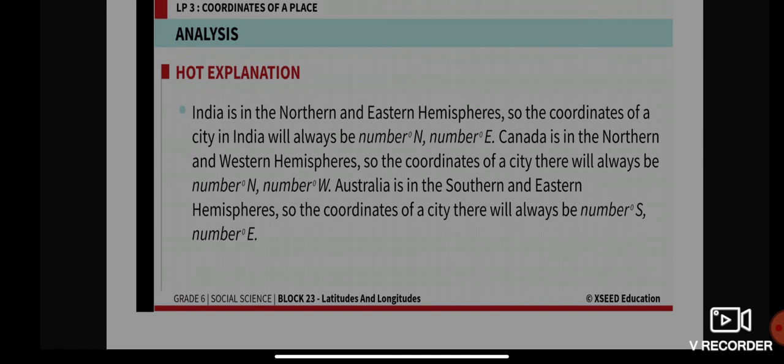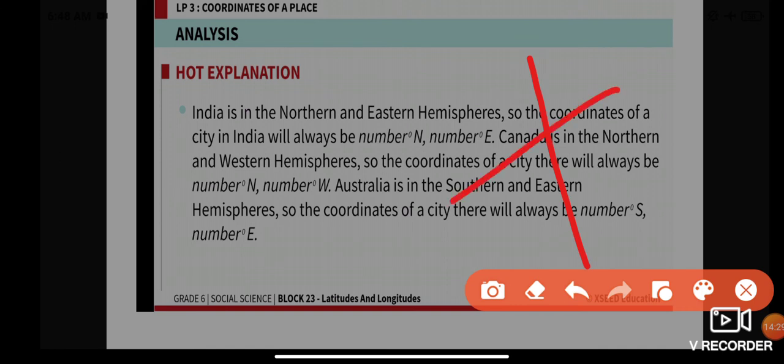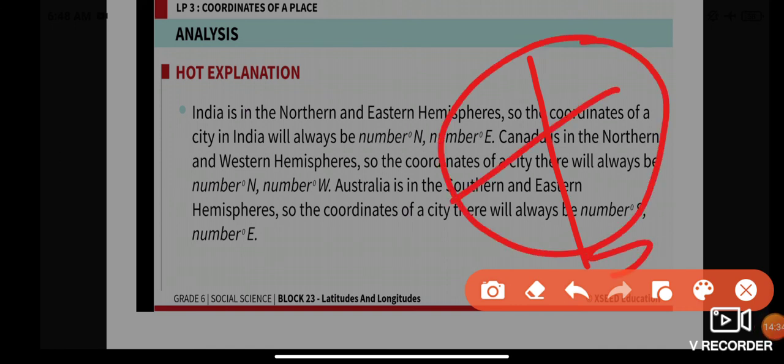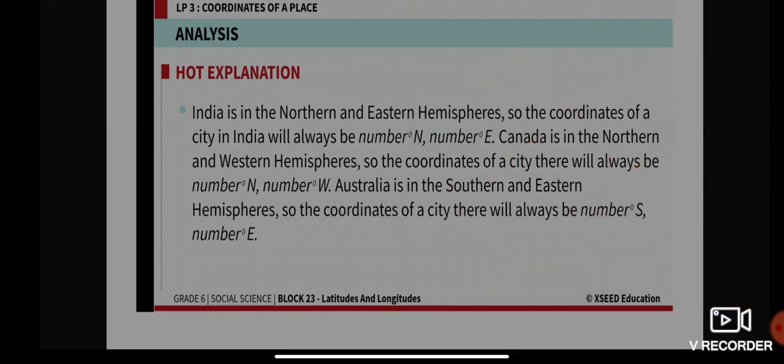Similarly, Australia is in the southern and eastern hemisphere, meaning this area. So Australia is always represented with degrees south and degrees east, S and E. I hope you got it.